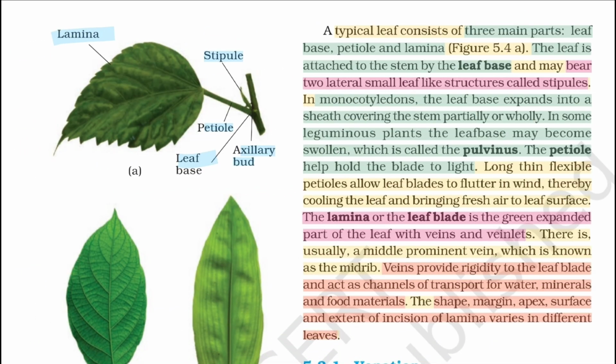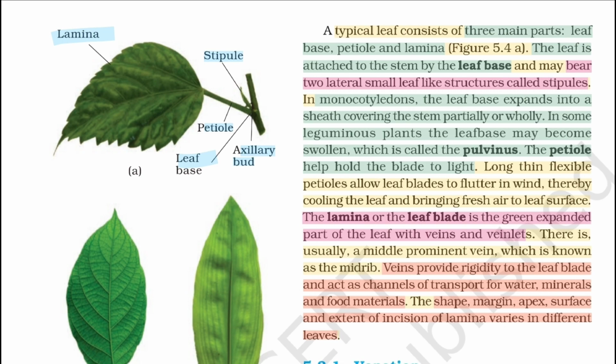A typical leaf consists of three main parts: leaf base, petiole and lamina, figure 5.4a. The leaf is attached to the stem by the leaf base and may bear two lateral small leaf-like structures called stipules. In monocotyledons, the leaf base expands into a sheath covering the stem partially or wholly. In some leguminous plants, the leaf base may become swollen, which is called the pulvinus.